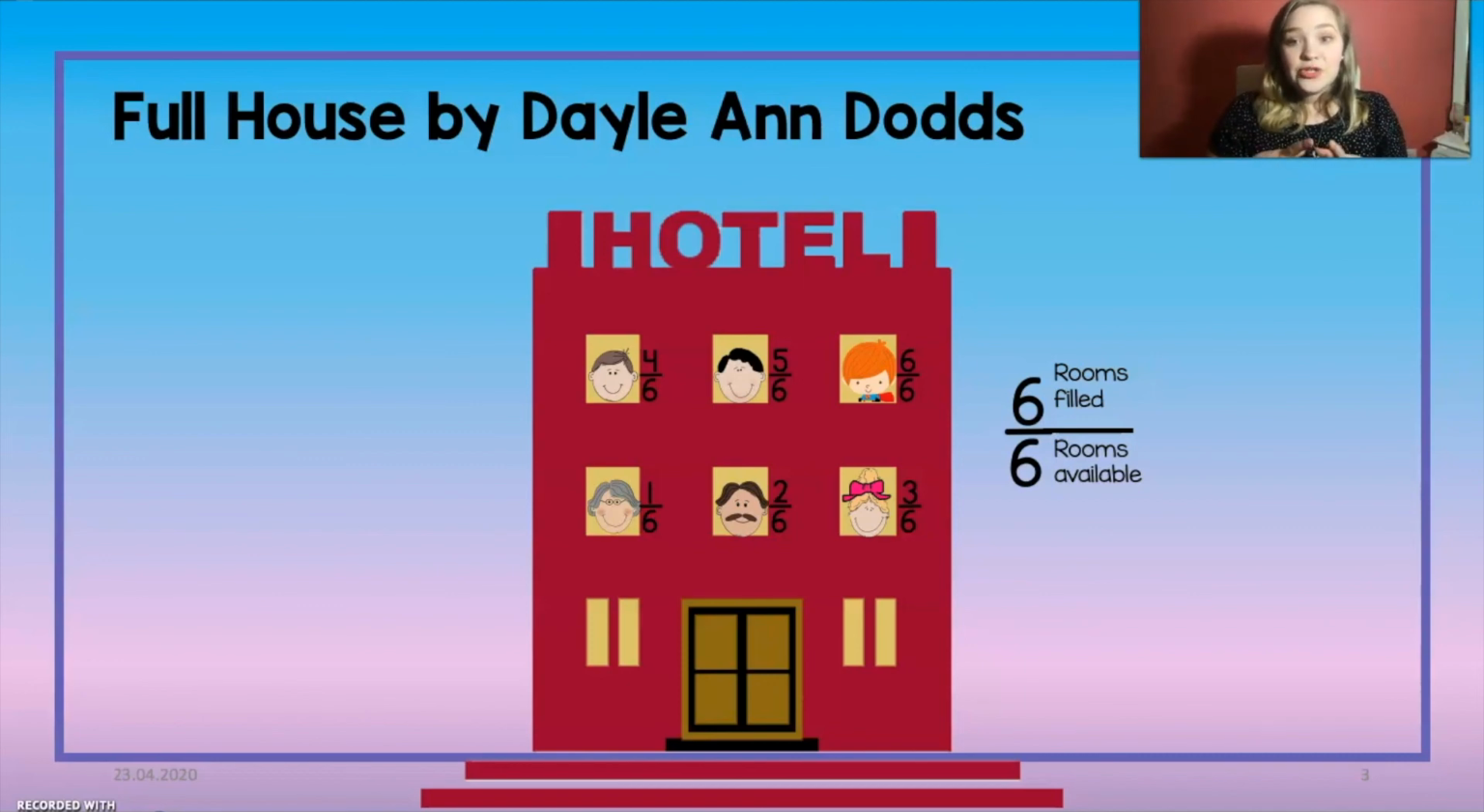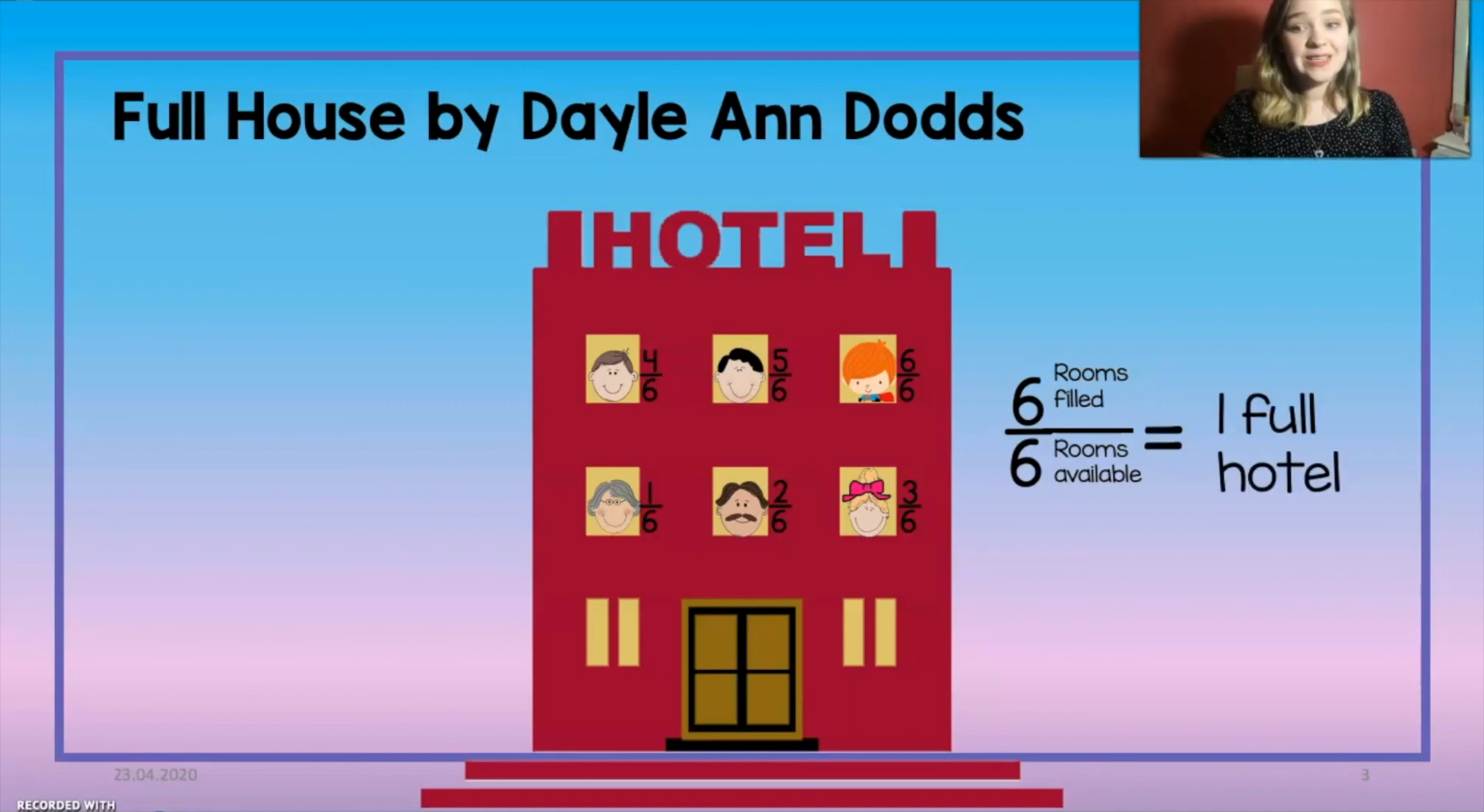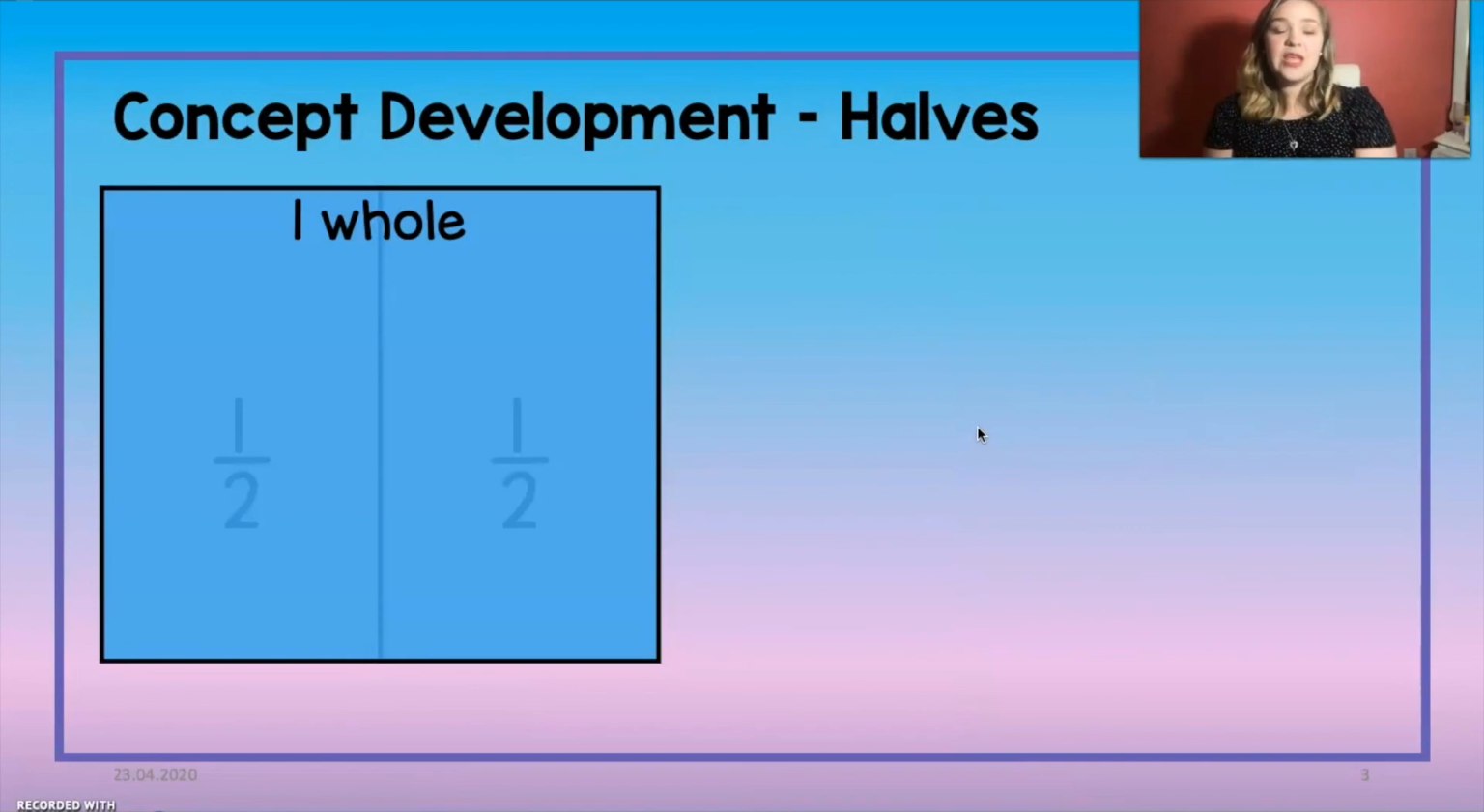And this example shows that when 6 rooms are taken out of 6 available rooms, 1 full hotel is the end result. All right? So when you have a fraction that has the numerator with the same value as the denominator, it is equal to 1 whole. 6 parts over 6 parts is equal to 1 whole. All right? Let's show another way to think about this.